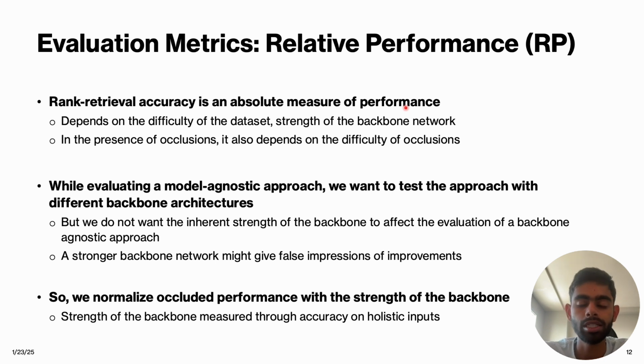So to disentangle the strength of the backbone from the strength of the occlusion mitigating method, like MimicGait, we propose a new metric called relative performance, where we normalize the occluded rank retrieval accuracy with a measure of the strength of the backbone, the raw strength of the backbone. And that's how we come up with this new metric. More details can be found in the paper, but this metric is a little bit better in disentangling the effects of these two.